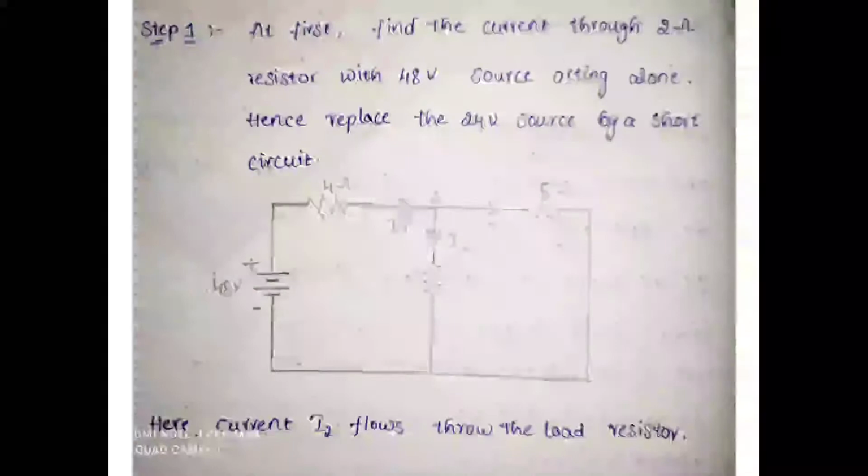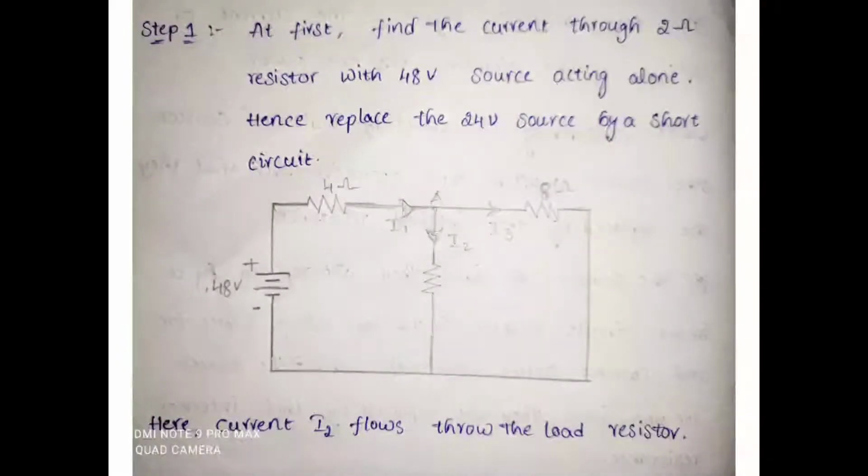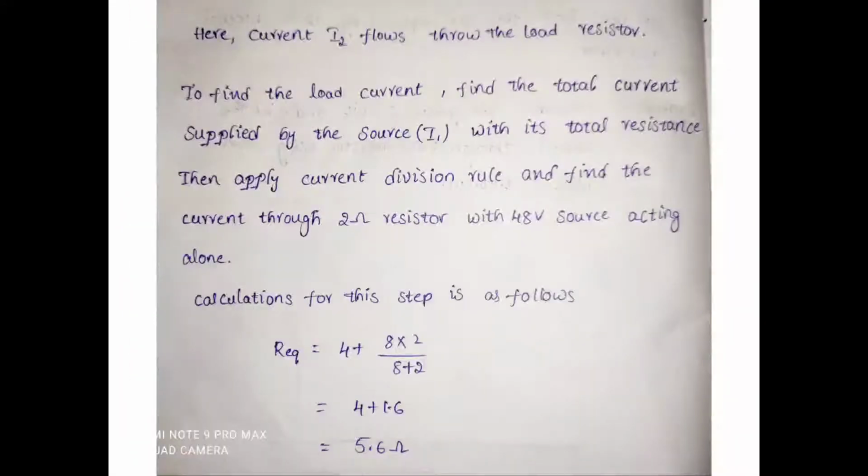Let's see the diagram. The 24 volt source is short circuited. Here current I2 flows through the load resistor. To find the load current, find the total current supplied by the source with its total resistance. Then apply the current division rule and find the current through the 2 ohm resistor with the 48 volt source acting alone.